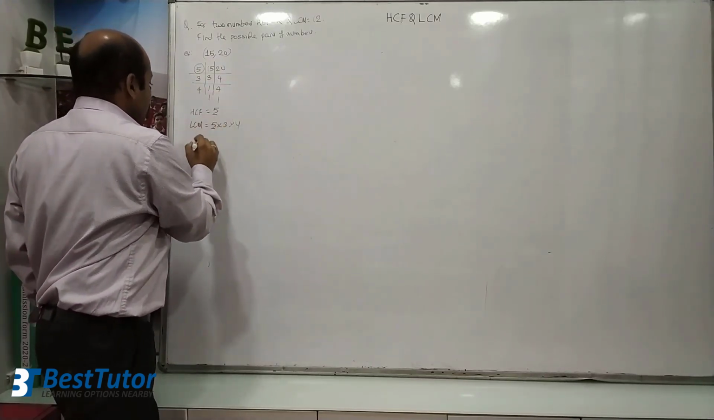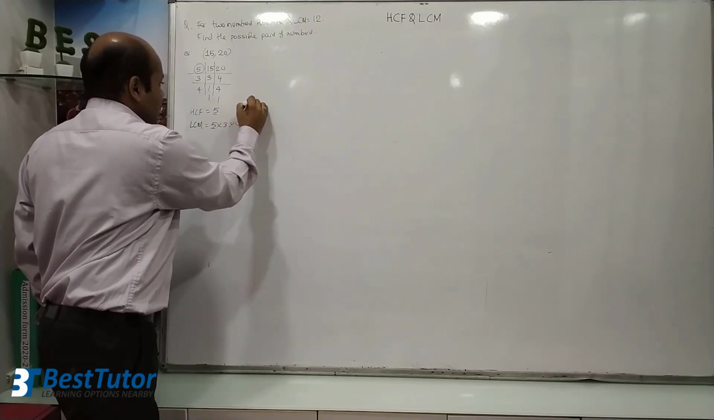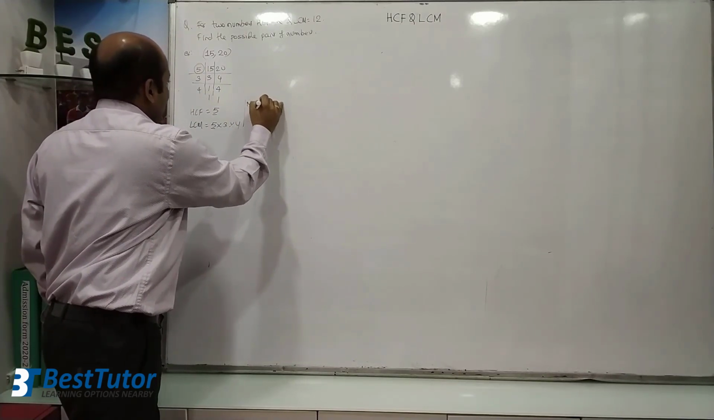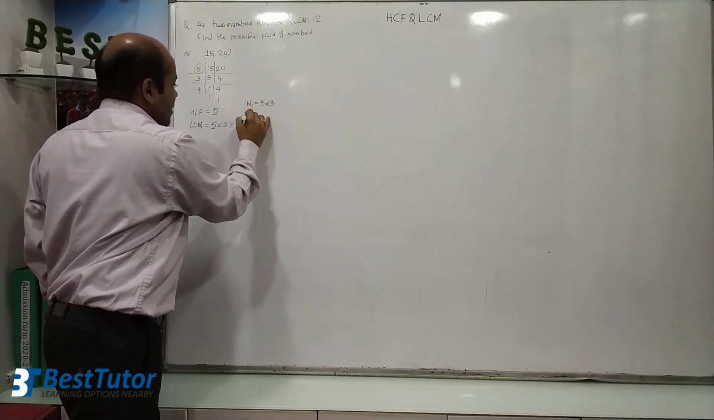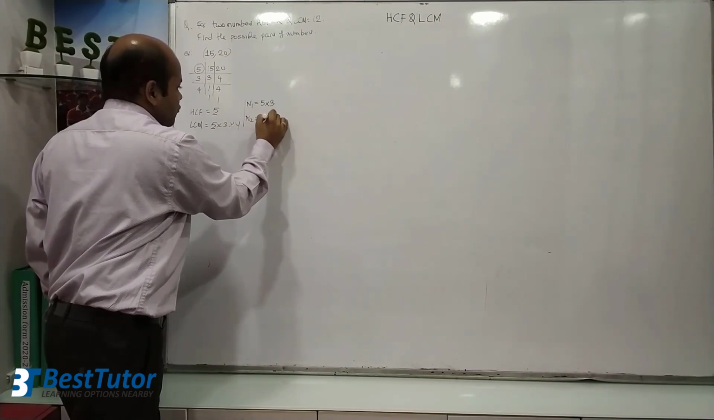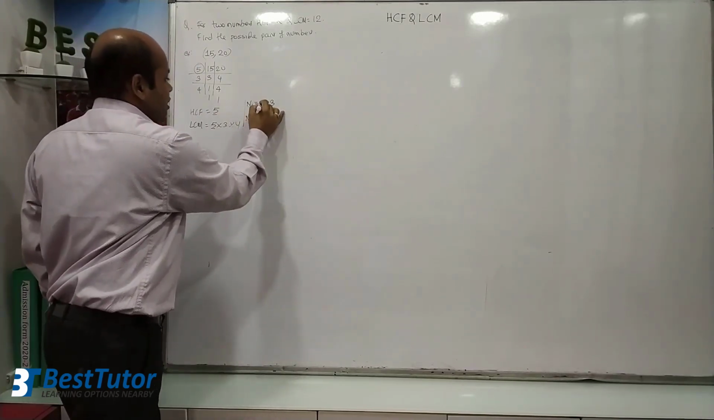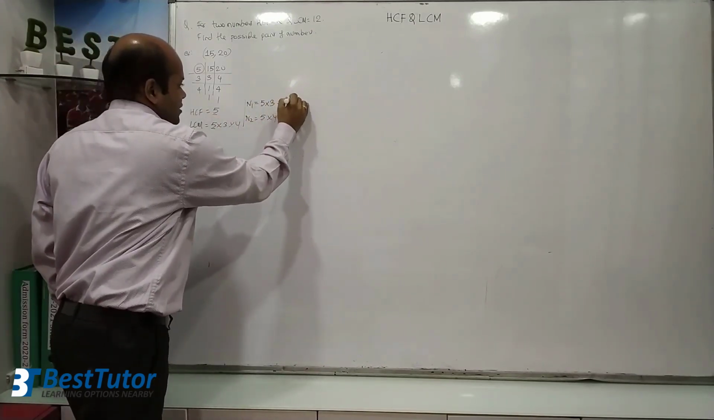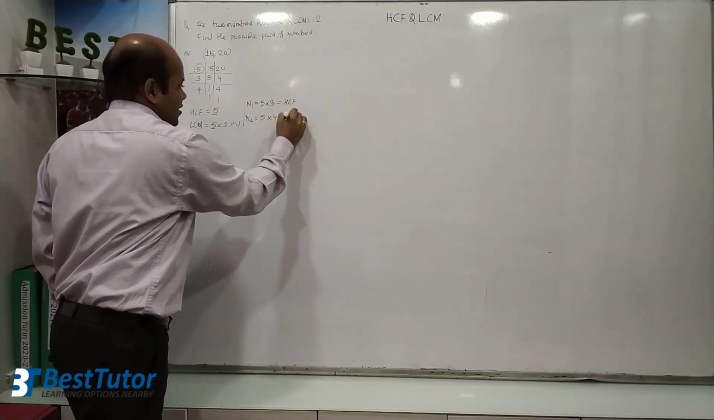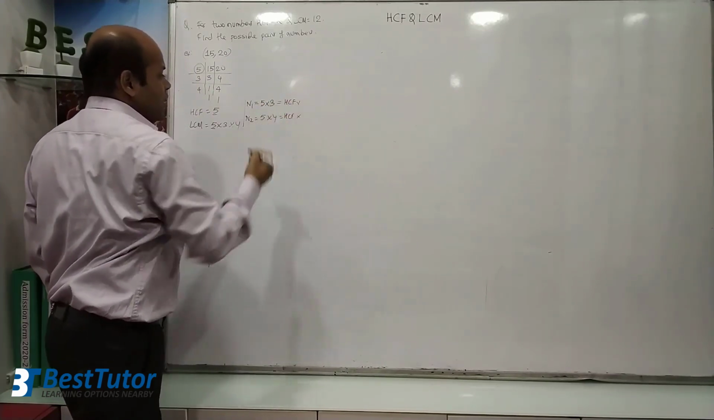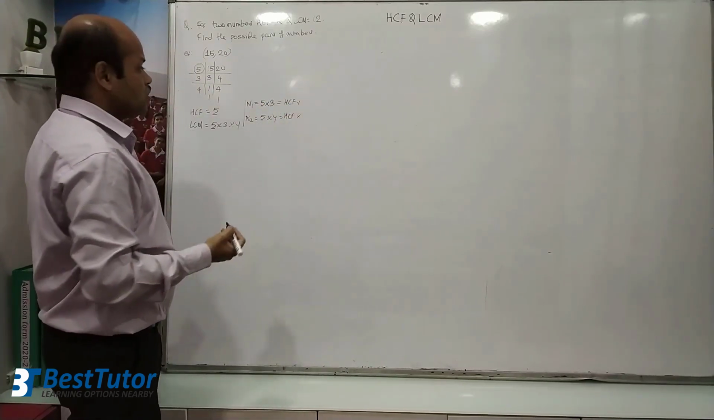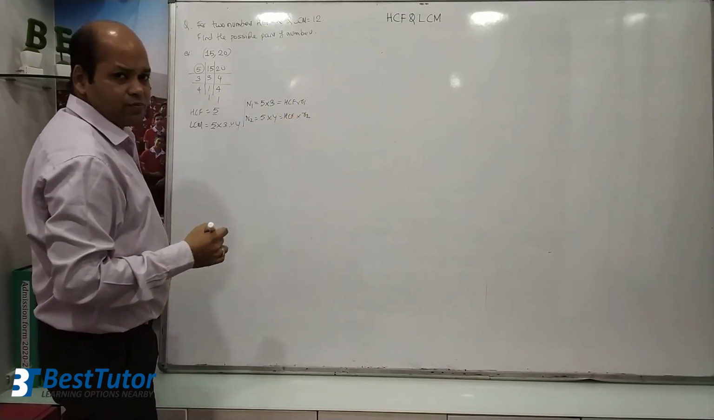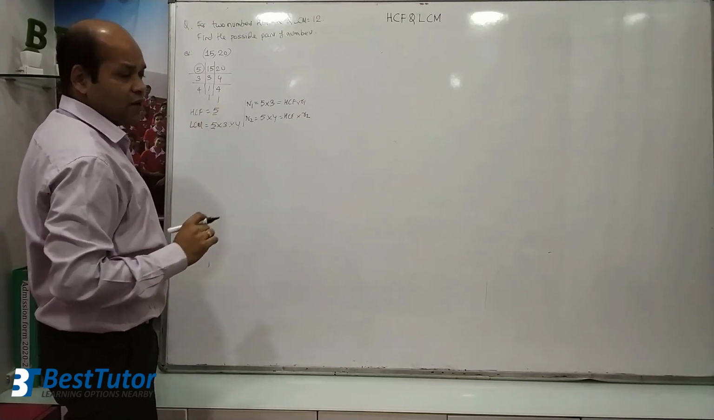So if I talk about the numbers, what is my N1? It is 5 into 3. What is my N2? It is 5 into 4. Only 5 is common. 3 and 4 not common. What is 5? It is HCF. What are 3 and 4? They are relatively prime. So I say, this is R1, this is R2. I just give it as notation R1, R2.